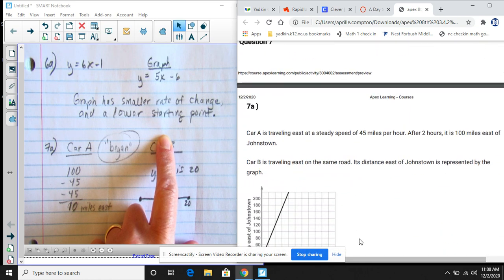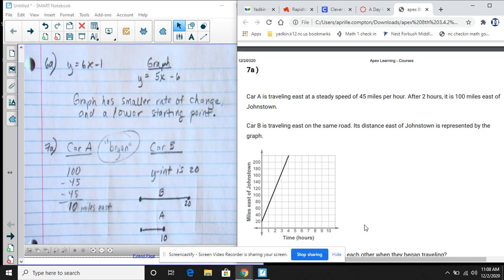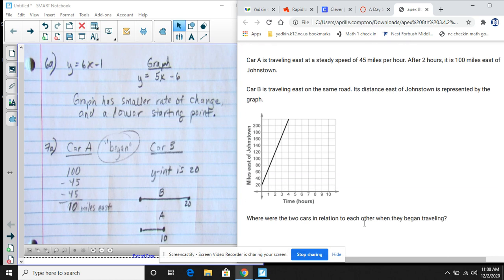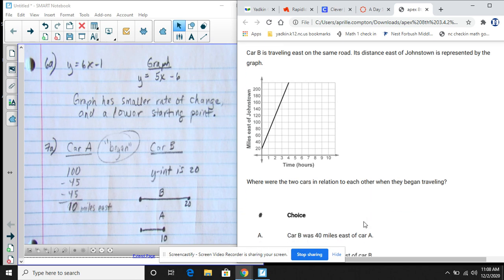Let's go back over this way. Car A is traveling east at a steady speed of 45 miles per hour. After 2 hours, it is 100 miles east of Johnstown. Car B is traveling east on the same road. Its distance east of Johnstown is represented by the graph. Where were the two cars in relation to each other when they began traveling?